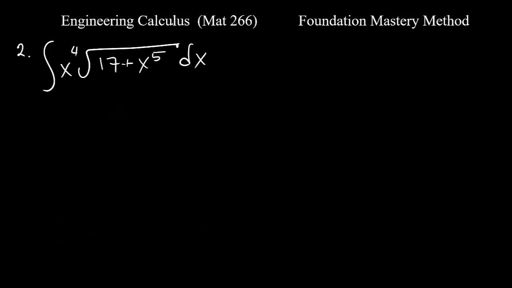In the second example, we again have algebraic functions. We have x to the 4th times the square root of 17 plus x to the 5th. So to integrate this, we'll do a u substitution, and we'll let u equal 17 plus x to the 5th. Then du equals 5x to the 4th dx.